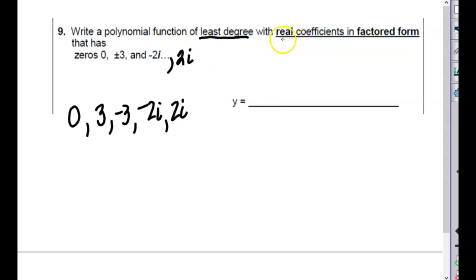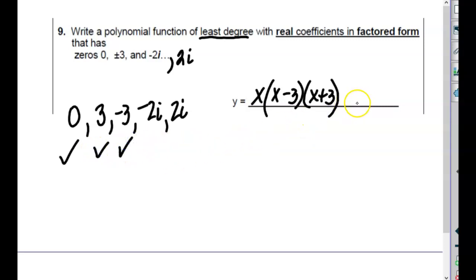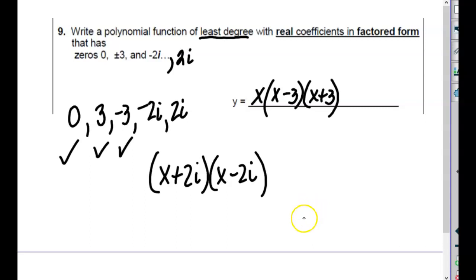Now, it says with real coefficients in factored form. So I'm okay with putting an x or an x minus 0 for that one. And for 3 and negative 3, what am I going to write there? An x plus 3, okay, those two. But then when I go to write these two, I'd have an x plus 2i and an x minus 2i. Are those real coefficients? They're imaginary, so I can't write that. So I have to FOIL these two together.